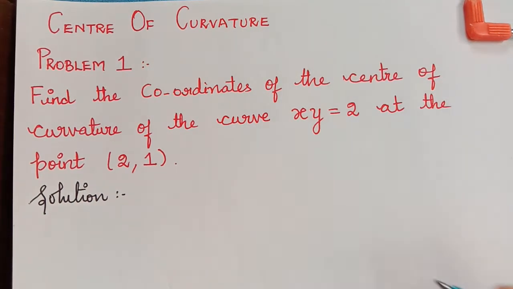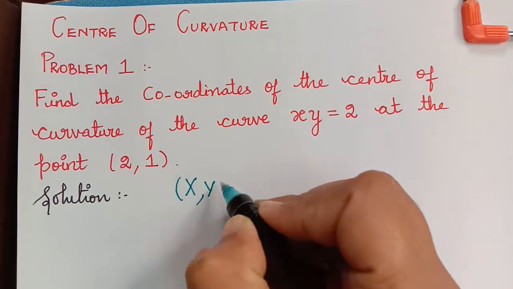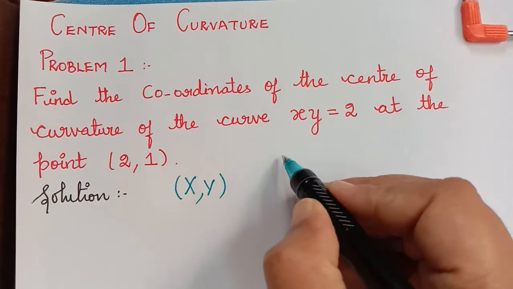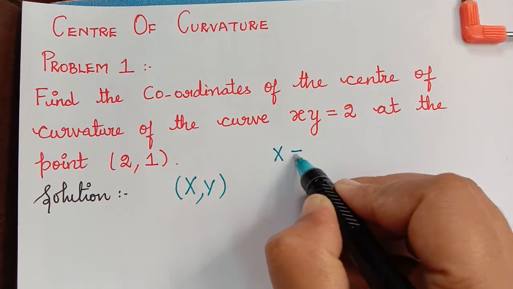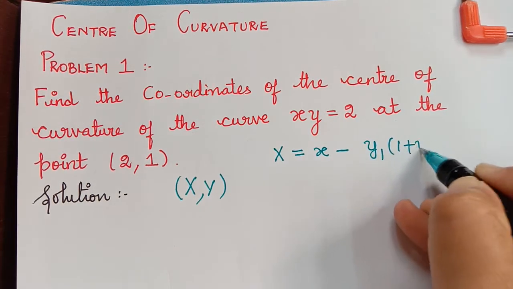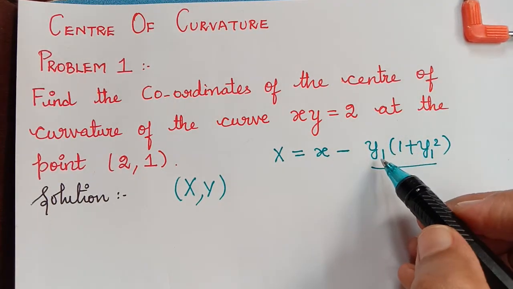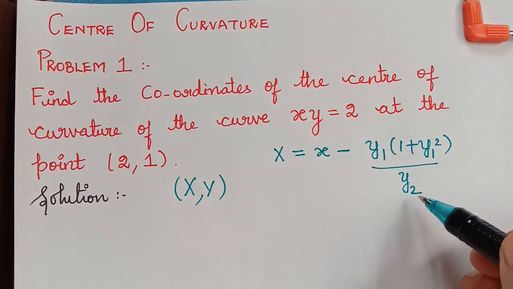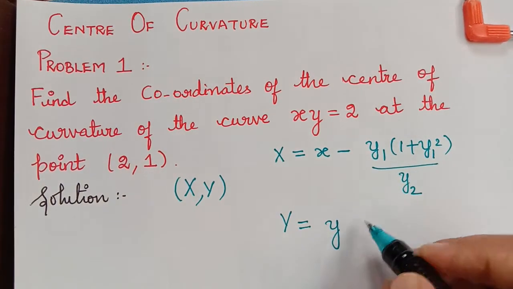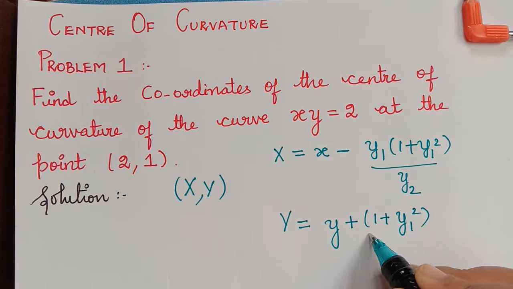First of all, the formula for the center of curvature is given by, if the coordinate is (x, y), the center of curvature is represented as capital X, capital Y, where the x coordinate is given by the formula capital X is equal to x minus y1 multiplied by (1 plus y1 square) divided by y2, where y1 represents the first derivative of y and y2 represents the second derivative of y, and the y coordinate is given by capital Y equal to small y plus (1 plus y1 square) divided by y2.